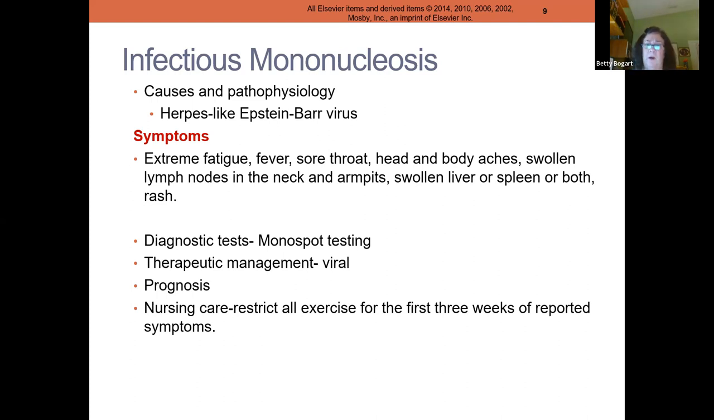Let me do some blood work. And we'll do a CBC to look for the white count, see if it's bacteria, right? Because an elevated white count shows bacteria. It doesn't show virus. Then we're going to do something called a monospot test.